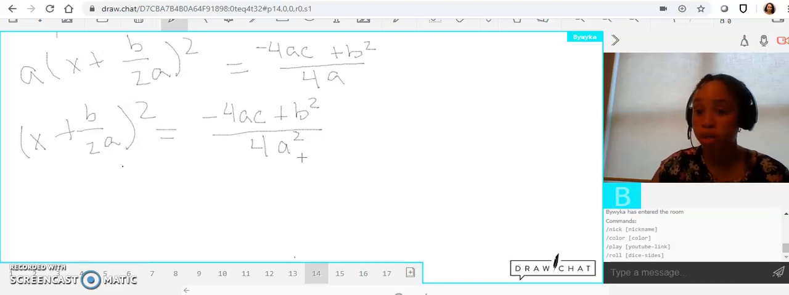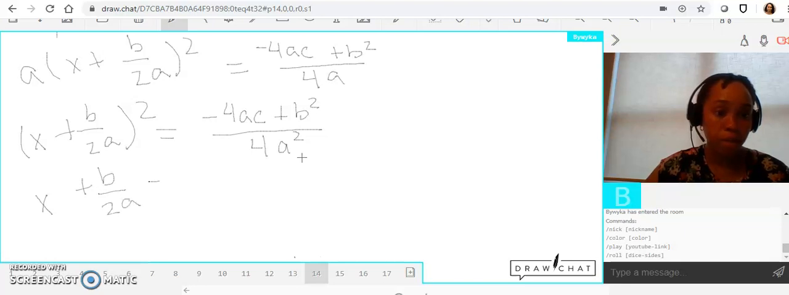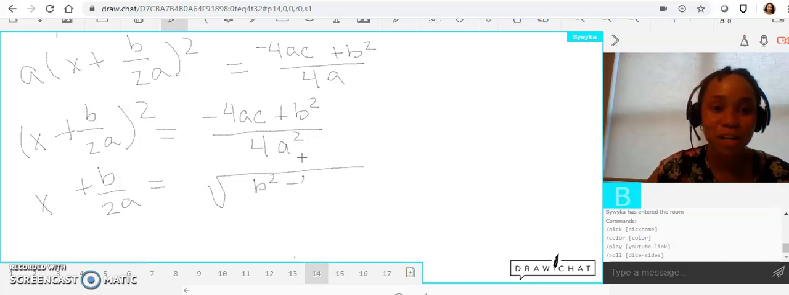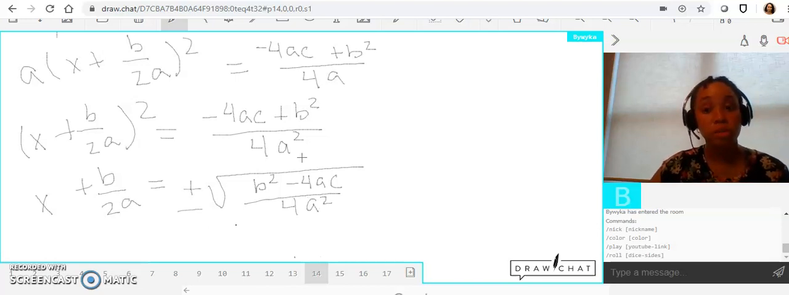All right, so now I'm still trying to solve for x. So the goal is to get x by itself. So I need to take the square root of both sides. Whatever I do to one side, I have to do to the other. So I get x plus b over 2a is equal to the square root of, and I am going to switch it around now because it's starting to bother me a little bit. I'm going to put my b squared first, and then minus 4ac all over 4a squared. And I can't forget about my plus or minus, because when I take the square root, there's a possibility that it's a positive or a negative, right?